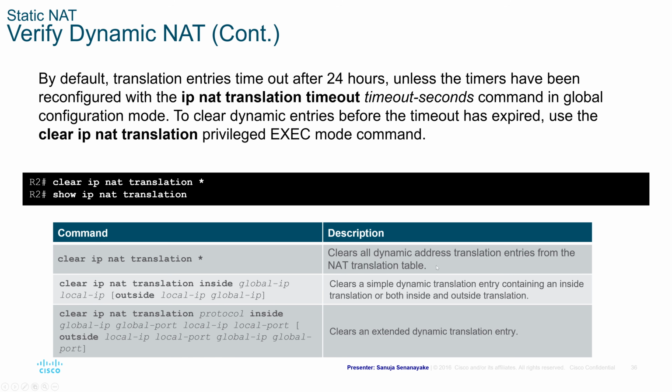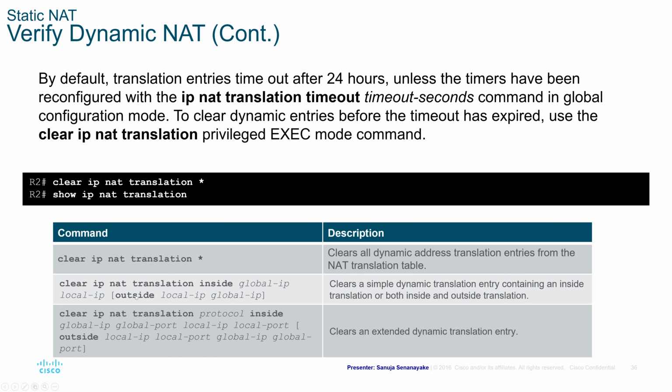It clears all dynamic address translation entries from the NAT translation table. Typically, the star will mean that it will clear everything associated with that command. The clear IP NAT translation inside, with how it's written here, those are like variables that you can change. So this clears a simple dynamic translation entry containing an inside translation or both inside and outside translations. So in here, these are the variables that you can enter.